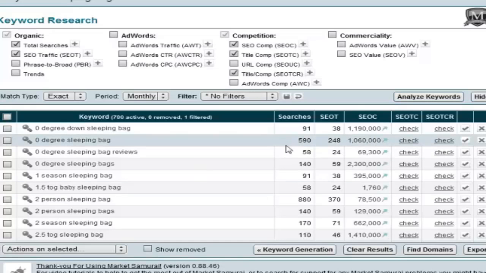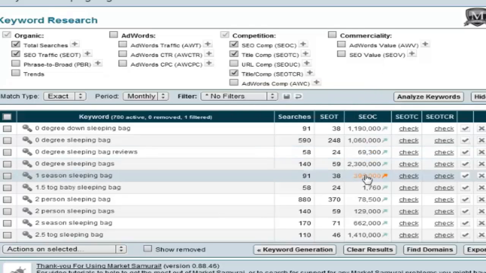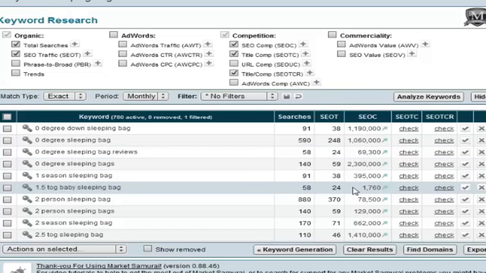Okay, so it's done bringing that information back. So now we can see we have the SEO competition, and that's just the total number of web pages globally that mention that keyword term, anywhere on their page. So it's a good number to have because it can show you stuff that no one's even talking about, like the 1.5 TOG baby sleeping bag. Barely anybody is talking about that, and it doesn't get much traffic, so that's probably why.